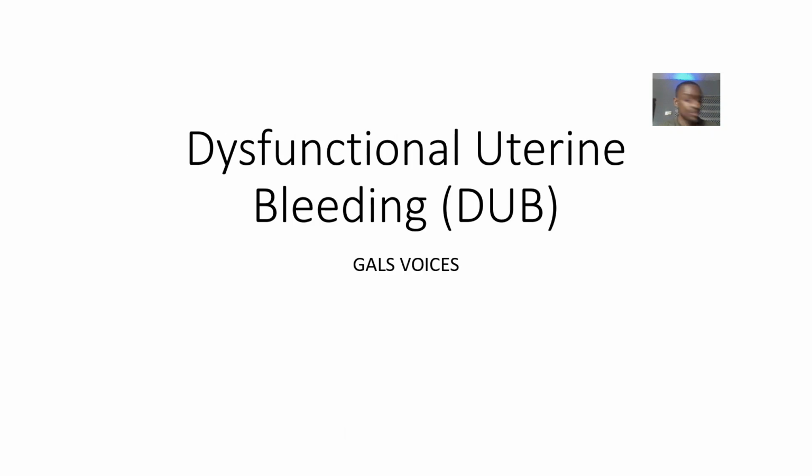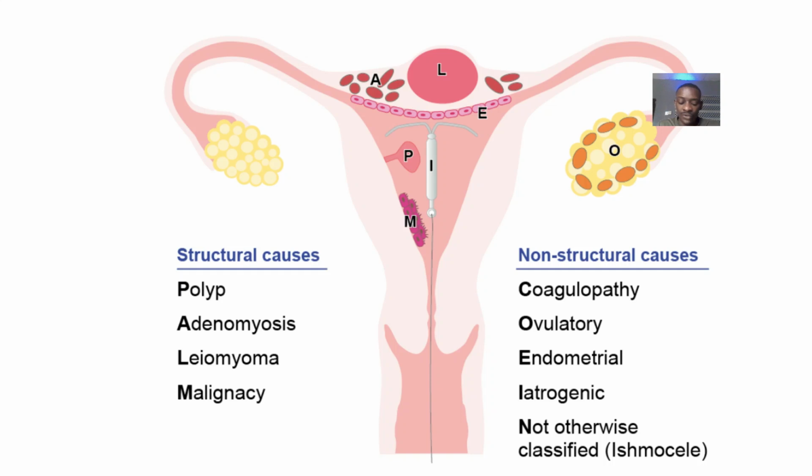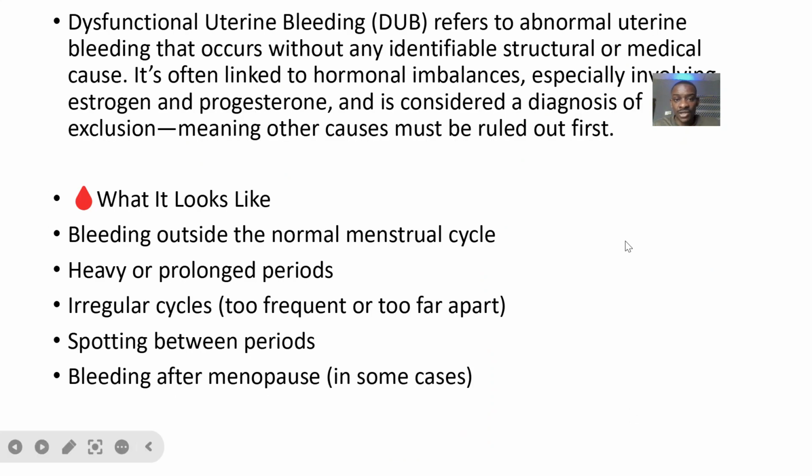So moving to the next uterine condition which we'll be discussing. This is what is known as dysfunctional uterine bleeding. Right? So for this dysfunctional uterine bleeding, it just refers to abnormal uterine bleeding without any identifiable structural or medical cause. Do you understand? So the thing is, the cause is not clearly known, right?